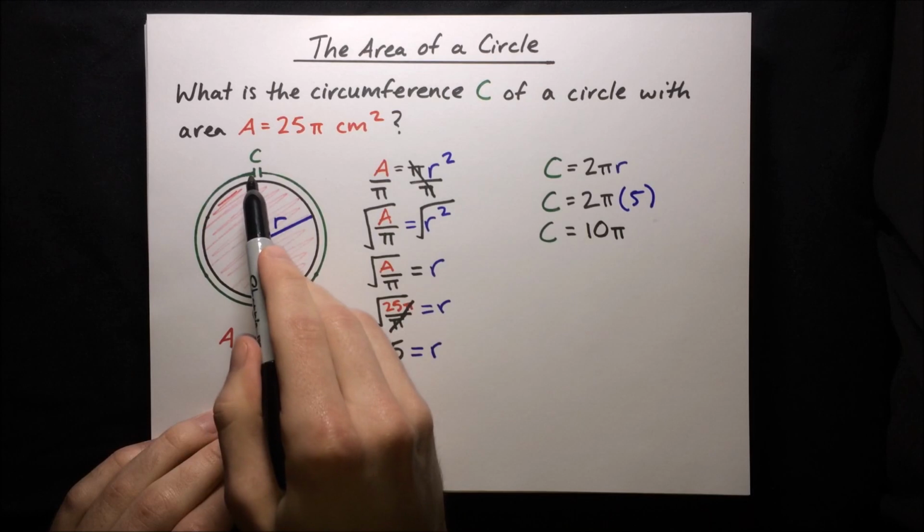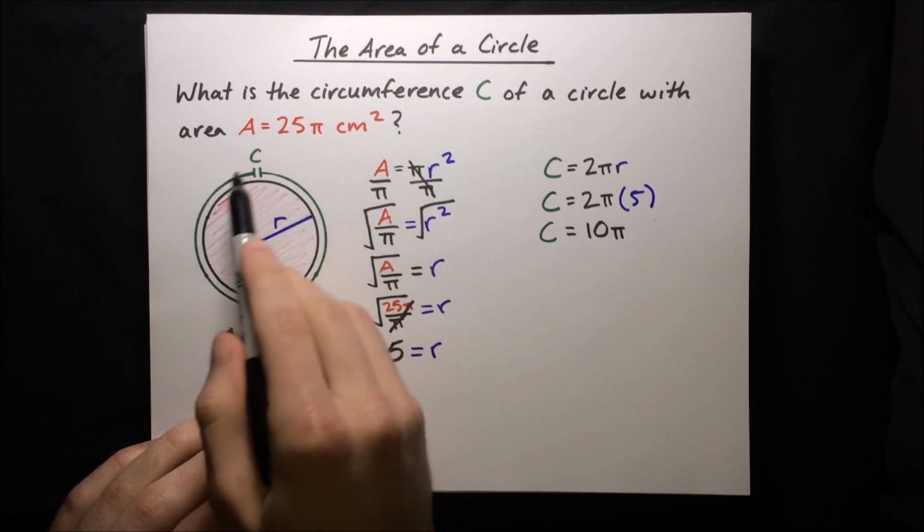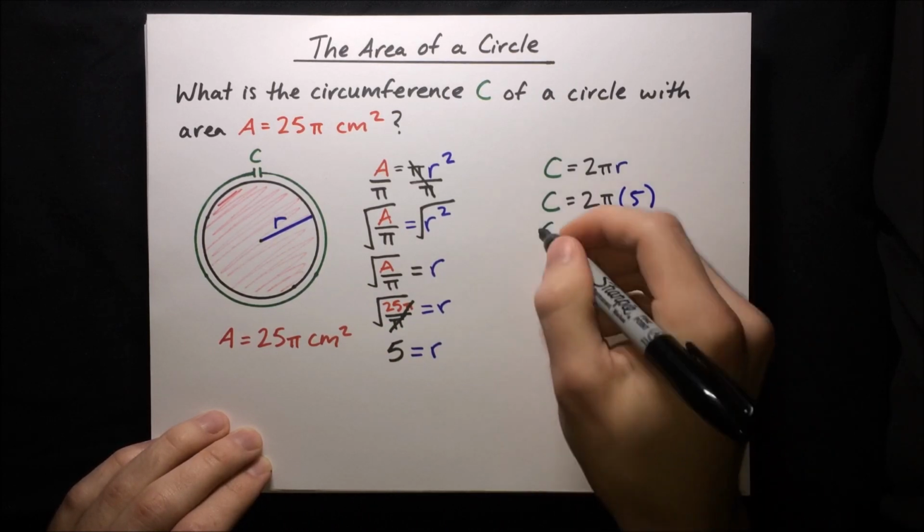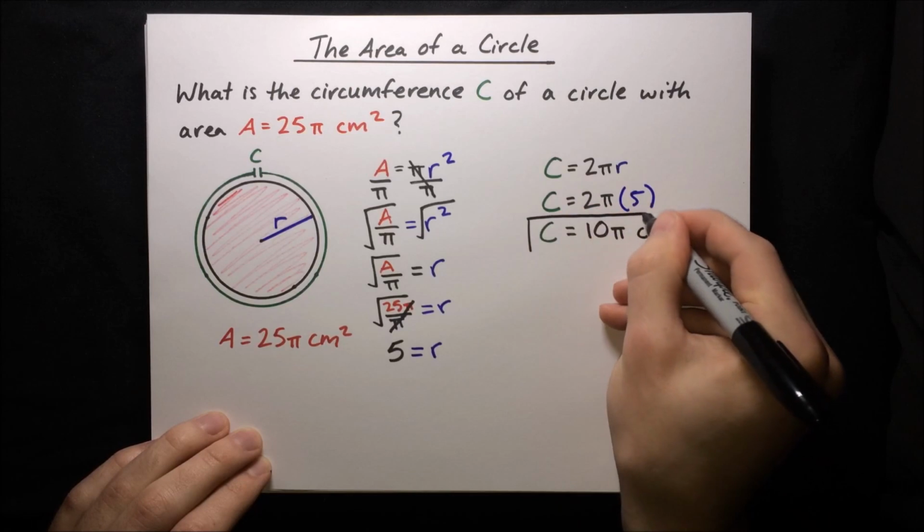And circumference is just a distance around the circle. It's perimeter, so one-dimensional units. So that means just centimeters. So there we go. That's our circumference.